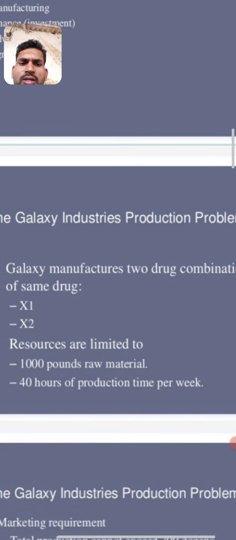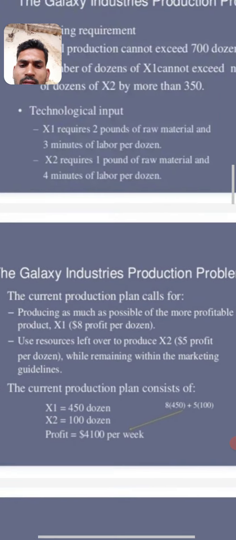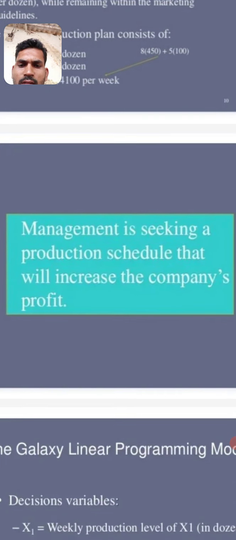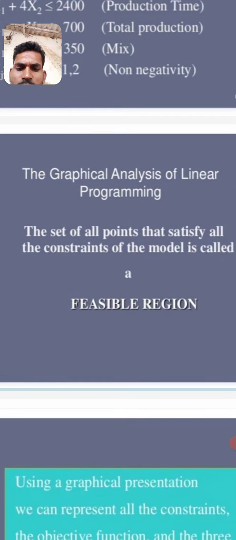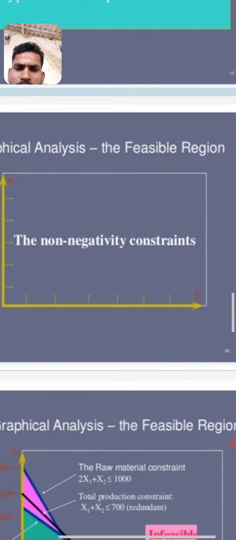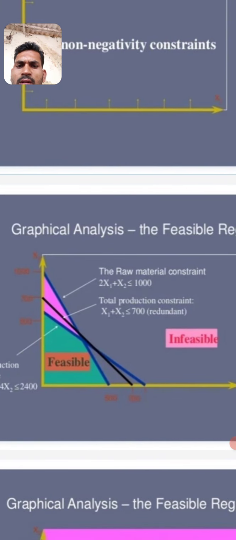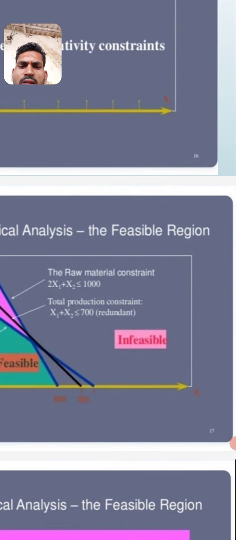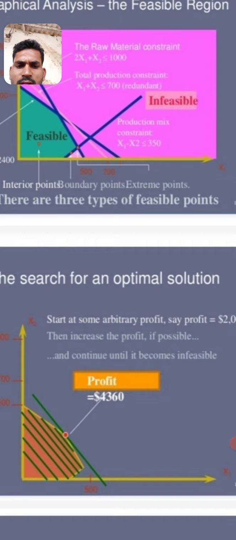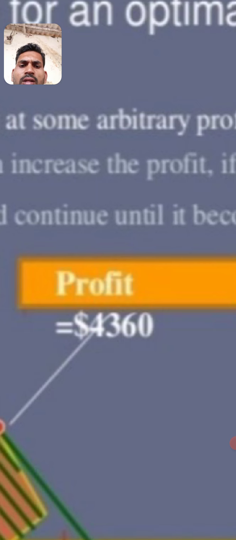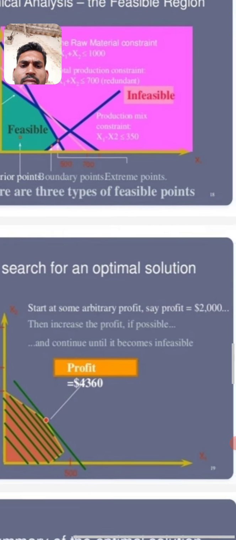The Galaxy Industries production problem: a graphical analysis, the feasible region, the search for an optimal solution.